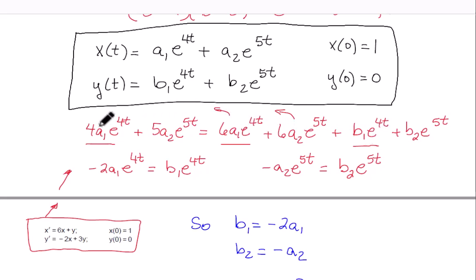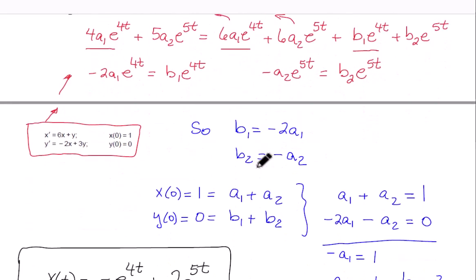So if I move this over, I've got 4 minus 6, which is minus 2. And from the b part, I'm going to leave that there. I don't care about this piece because that's the same, and I can divide by it. It's not 0. And so I get b1 is minus 2a1. If I do the same thing for the e to the 5t stuff, that's in 3 places, I get this relationship. Again, don't care about e to the 5t, but I see that b2 is minus a2.